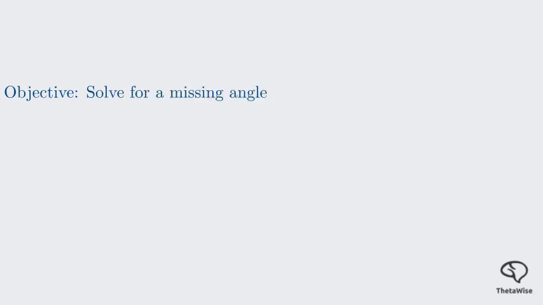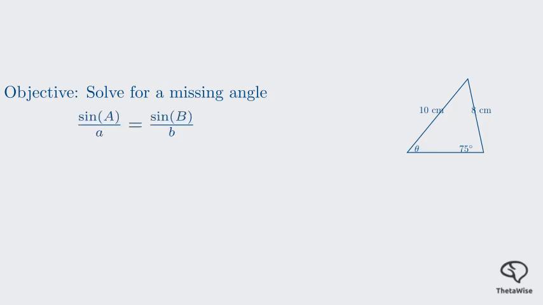Now let's look at our second goal, solving for a missing angle. This is used when you know two sides and one opposite angle. Here, our known pair is the 10-centimeter side and the 75-degree angle. We are looking for angle theta, which is opposite the 8-centimeter side. Since we are finding an angle, we use the version with the sines on top. This makes the algebra much cleaner.